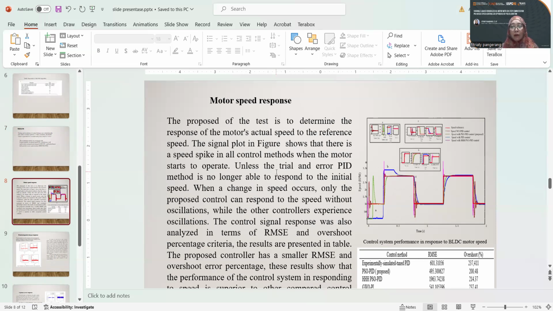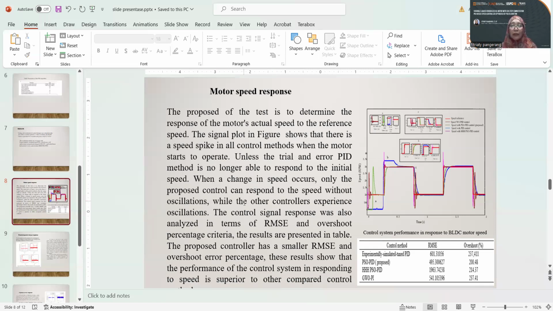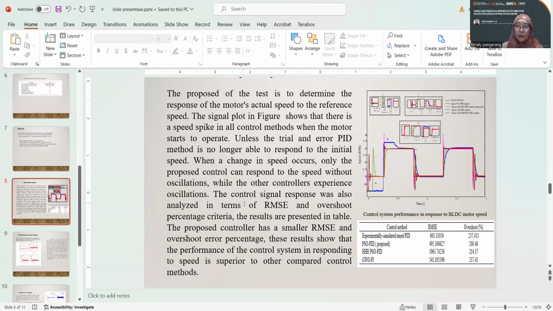When a change in speed occurs, only the proposed control can respond to the speed without oscillation, while the other controllers experience oscillation. The control signal response was also analyzed in terms of root mean square error and overshoot percentage criteria. The results are presented in the table. The proposed control has a smaller RMSE and overshoot error percentage. These results show that the performance of the control system in responding to speed is superior to the other compared control methods.